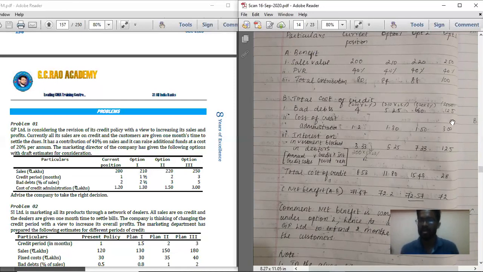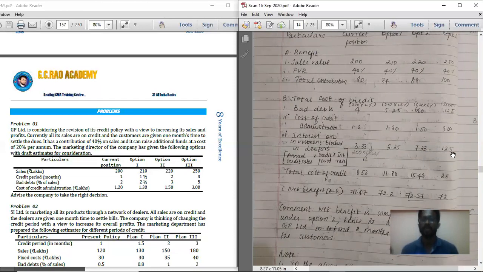Under option 3, 12.5 plus 3 plus 12.5, you will get 28. So this is the total cost of credit. So you have calculated what is the total benefit and the total cost of credit. If from total benefits you reduce the total cost of credit, you will get the net benefit. So below that, capital C, net benefit.